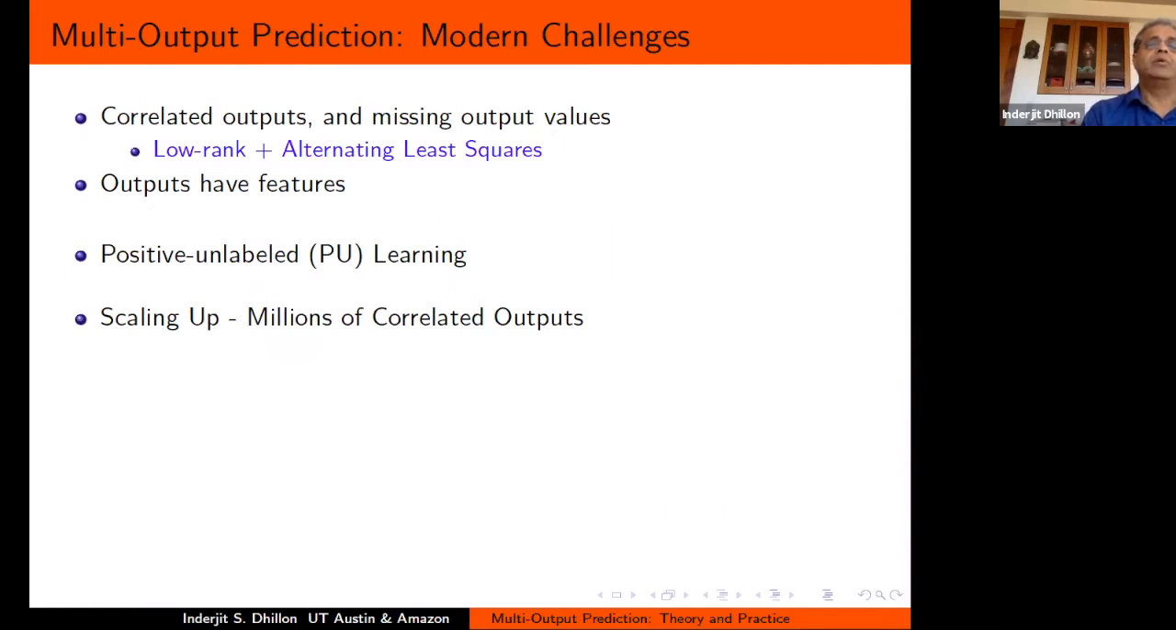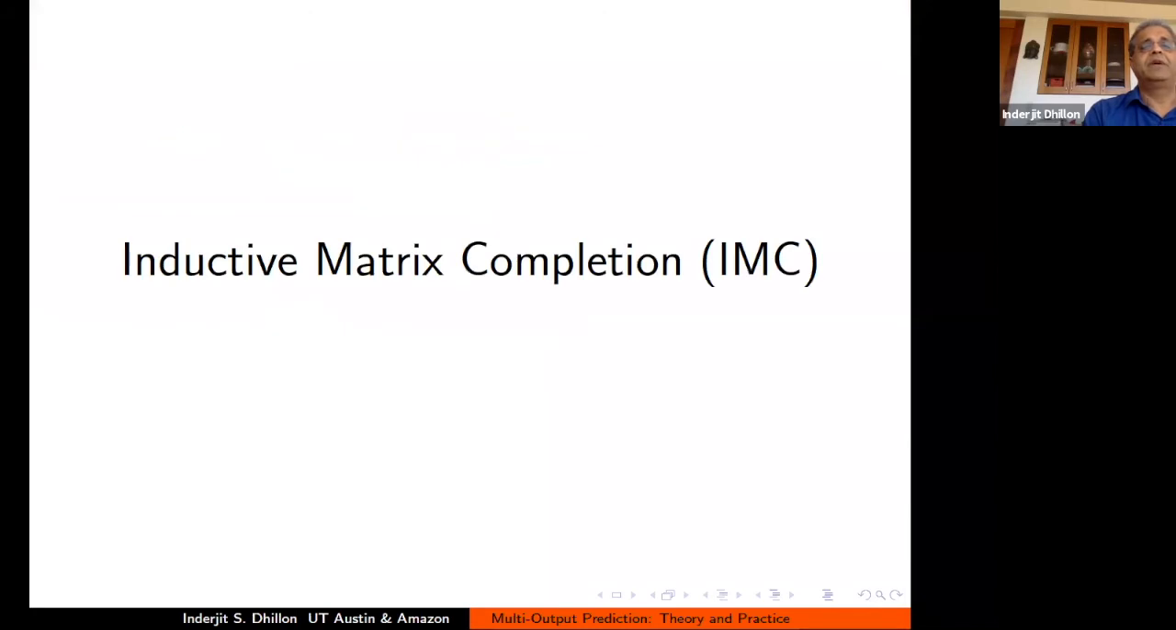Now, in many applications, what ends up happening is that outputs also have features. If you think about this, when you have a single response variable, let's say in classification, then typically there is really no need for having features with the class. But over here, you actually can have features with the class. And we can solve this problem by using an inductive version of matrix completion.